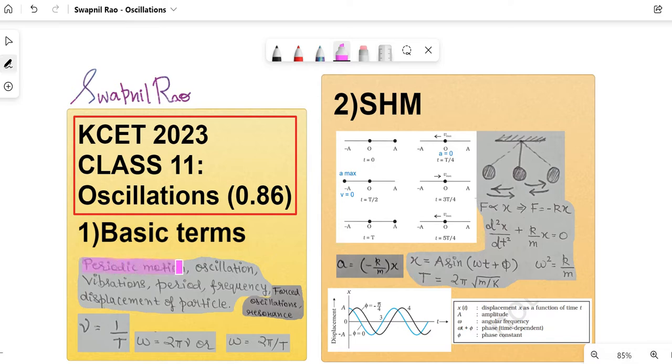One would be periodic motion, and the next one would be oscillation, like the definition basically, the periodic motion, oscillation, vibrations, and then what a period is, what the meaning of frequency is, and then displacement of a particle and the terms related to it. And the same way we've got forced oscillations. I've written it over here. It's quite small, but I'm pretty sure you can still read it. So forced oscillation, and the same way resonance. So you need to know all of these terms. It's there even in the NCERT. You can just read it once.